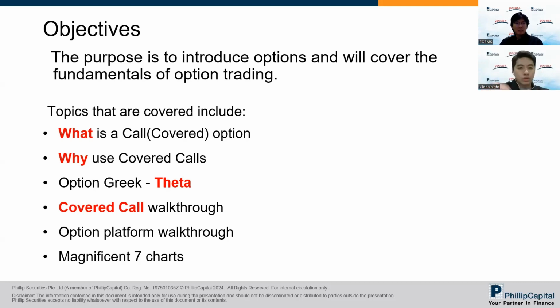Then I will also go through Poems platform for options, and also the brokerage and some of the counters that are available for trading options. After that, I will pass the time to YJ, who will be going through some counters review, TA sections, specifically for the Magnificent 7, the Mag 7 charts. He will be going through some of the key levels you should be looking out for when doing your covered calls, so those are the strike prices that you can be selling the call at. Okay, let's get started.